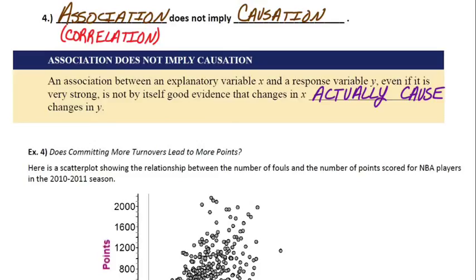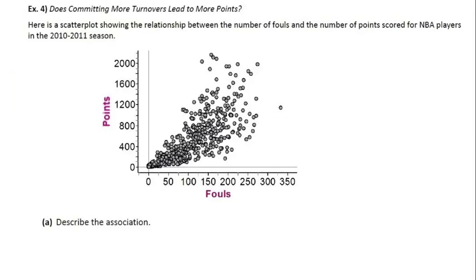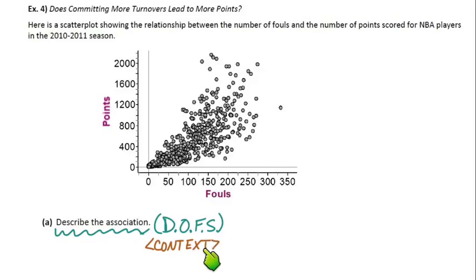And let's illustrate that with the next example, the NBA example. It shows the relationship between fouls and the number of points for NBA players in 2010-2011. There's a lot of data points on here. So when you're asked to describe the association, and this goes back to 3.1, don't forget the acronym. That's DOFS, D-O-F-S. Direction, outliers, form, and strength. So we can actually do this in one sentence. And don't forget, we need to add context. So words from the problem when we describe this.